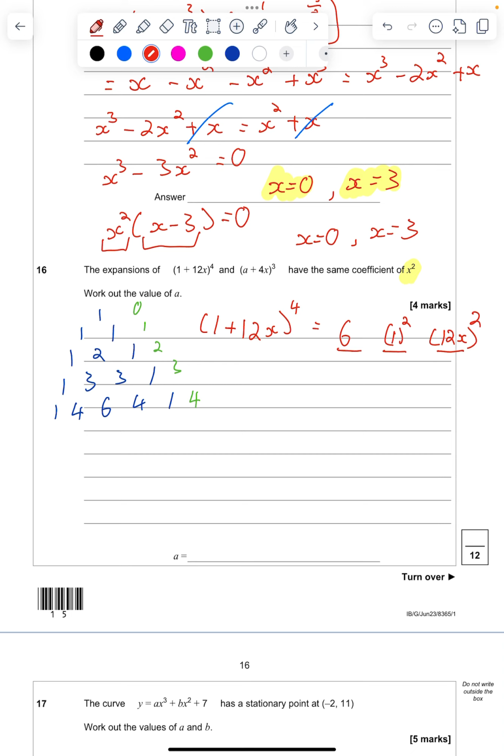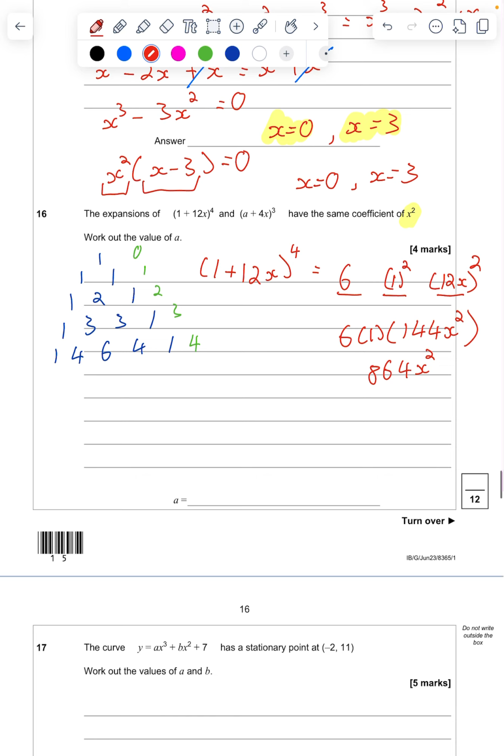Now, if you simplify this, that's going to go to 6 times 1 squared, which is 1, times 12x squared, which is 144x squared. So 6 by 144 is going to give you 720 add 144 is 864, I think, so 864x squared. I'll do something similar with the other part, which is a plus 4x to the power of 3.